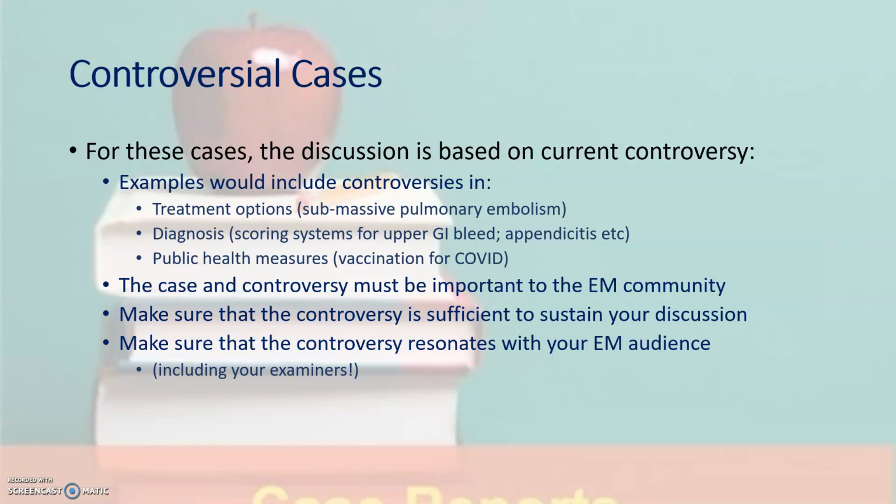So again, both the case and the controversy should be important to emergency medicine, and as before, make sure that there's enough about the controversy written in the literature to sustain a discussion of up to 8 pages. In addition, you need to make sure that the controversy resonates with your audience, of course, including your examiners. It must be something that is relevant to them, that they want to learn about.